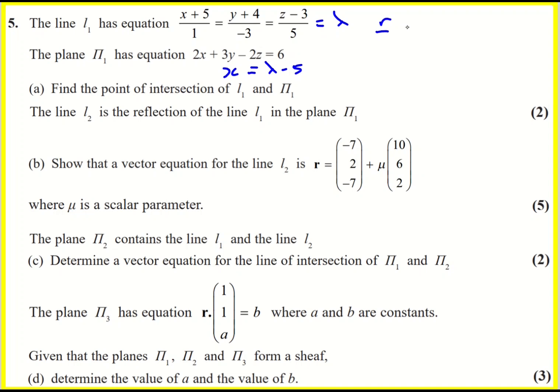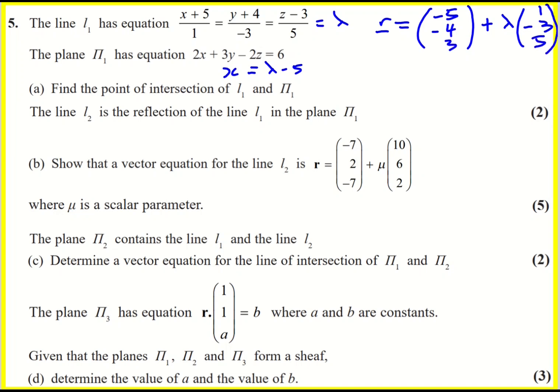And then we're well on our way to writing down the equation in vector form because r is then going to be minus 5, and then we've got a plus lambda and a 1 here. We can do the same with y. So times through by minus 3 and minus 4. So I'm going to get minus 4 here and a minus 3 here. And the same with z. It's going to give me a 5 here and a 3 here.